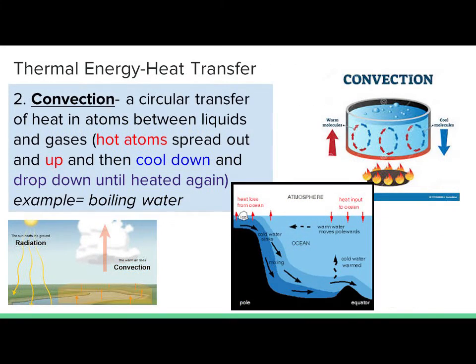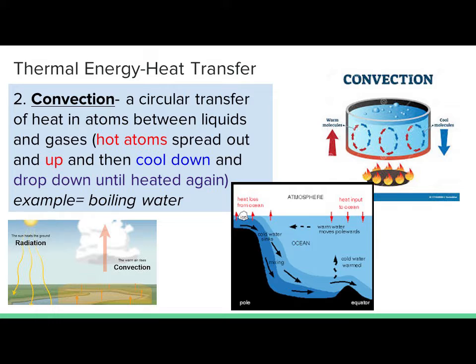Thermal energy, heat transfer. Well, we have convection, which is a circular transfer of heat in atoms between liquids and gases. That is, hot atoms spread out and up, and then cool down and drop down until heated again.